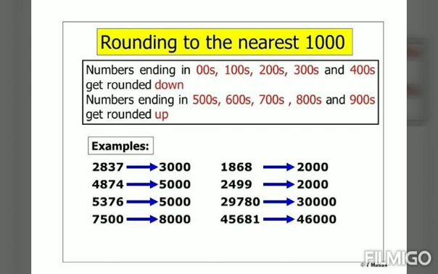Now let us consider an example: 5376. In this number the last 3 digits are 376, which is below 500, so make these 3 places 0 and write the remaining number as it is. So what is the nearest 1000 to 5376? It is 5000. Like this you can try with another example.